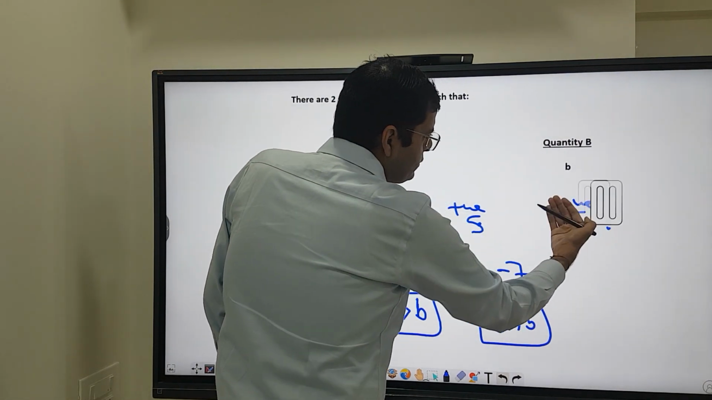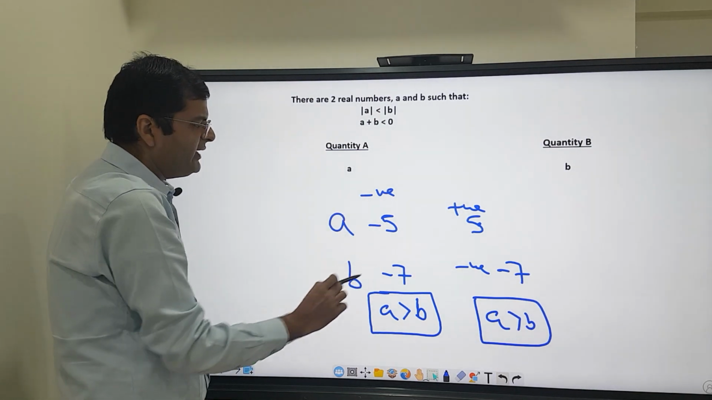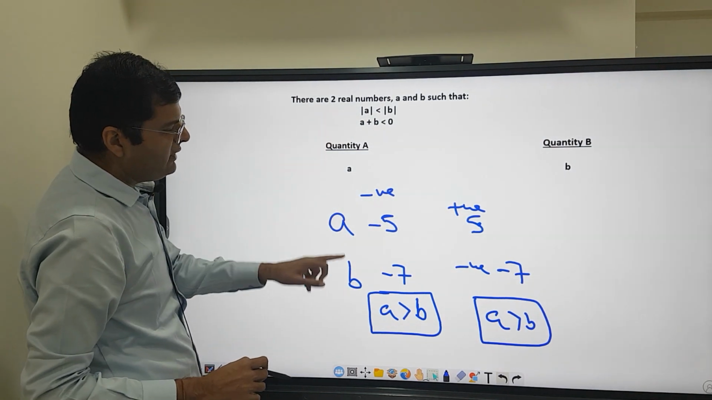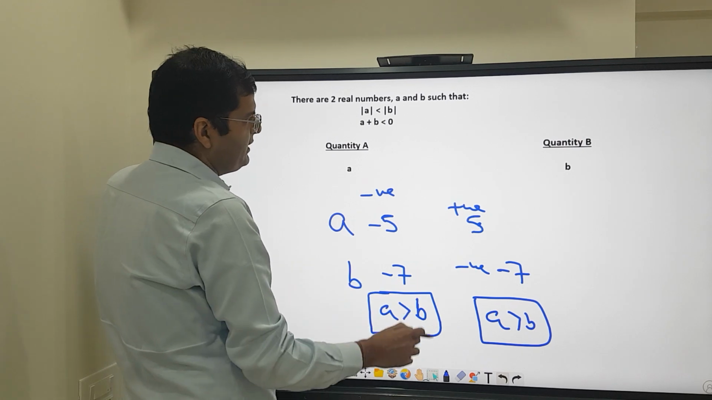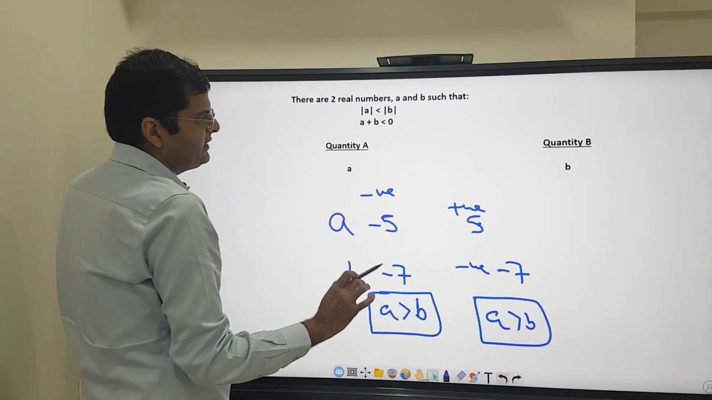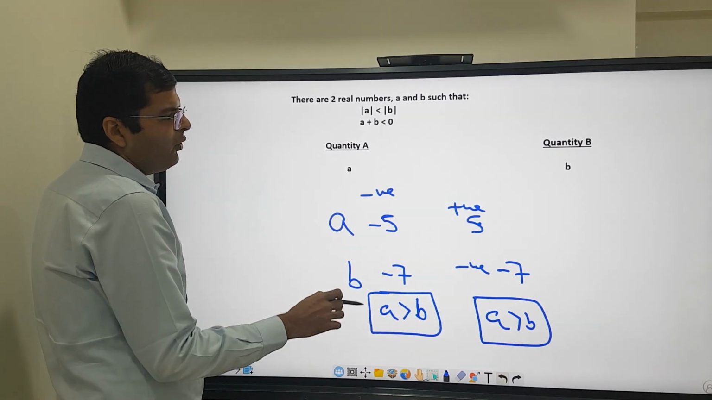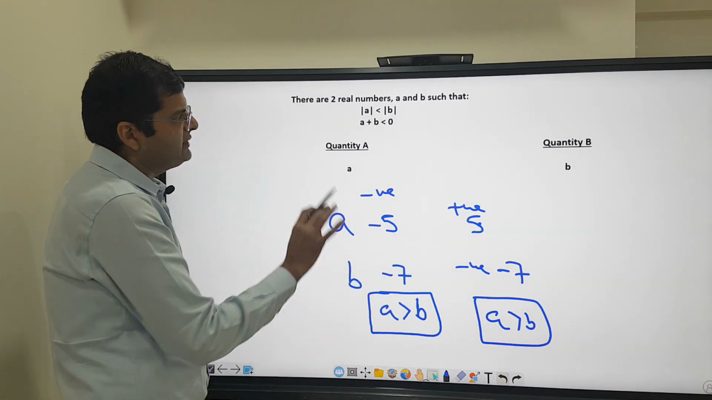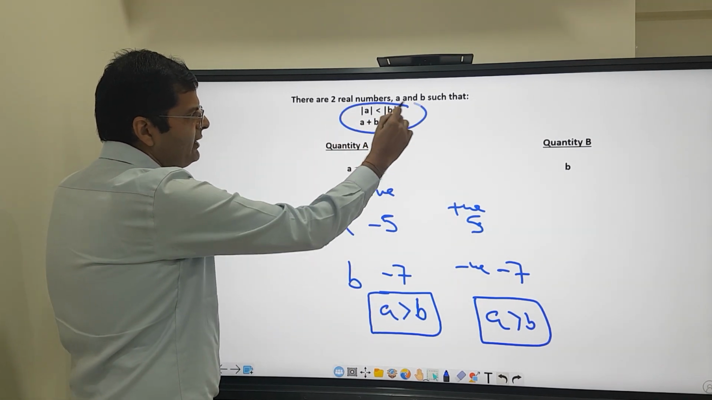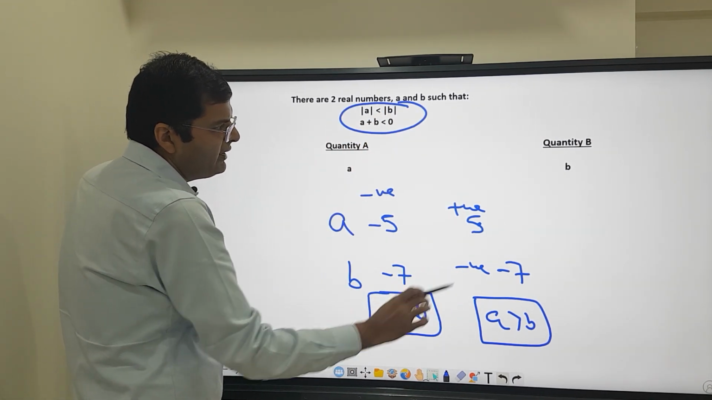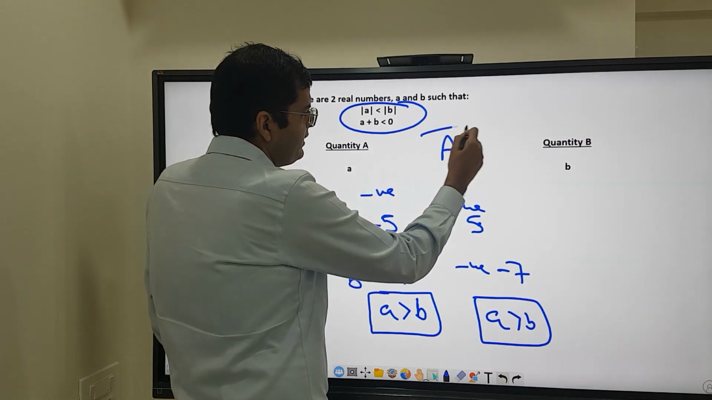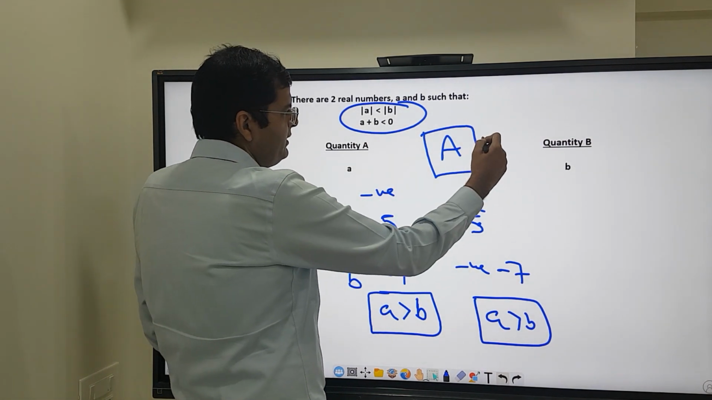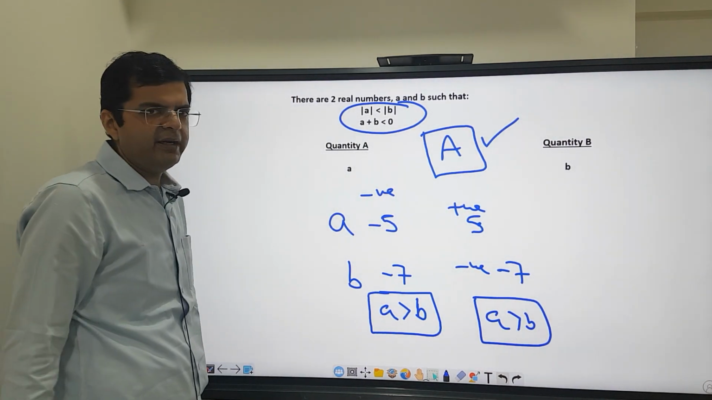So only two cases are there. When both are negative, in that case a has to be greater than b. The other case is a positive and b negative, and in that case also a is greater than b. Only in these two scenarios is this satisfied, and in both cases we found that a comes out to be greater than b. So quantity a is greater than quantity b. So answer option A is the correct answer here.